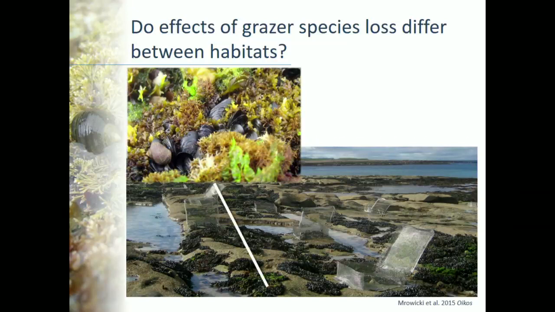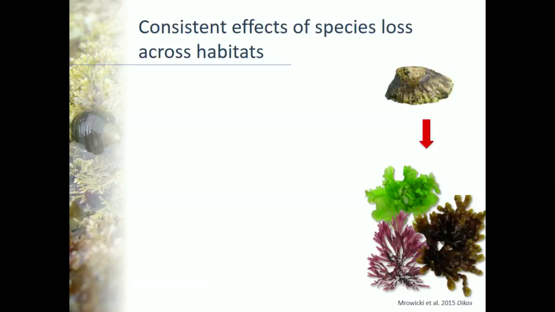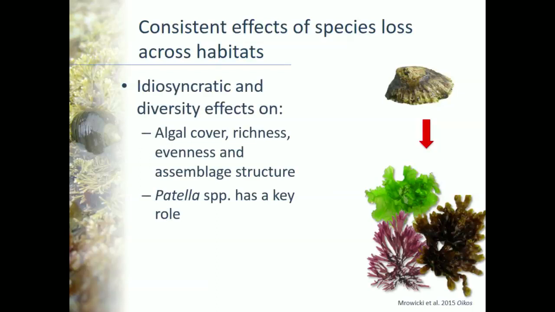So Rob went back out and did a series of removals of each of them, so we had a gradient of diversity: each one by itself, two species, all three species, in the different habitats. What he found, initially we thought we were seeing some difference based on the habitat they were in, but after about a year, these all emptied out, and we had quite a strong idiosyncratic or diversity effect on algal cover, richness, evenness, assemblage structure. This species here, the common limpet Patella, had a really strong role, so it didn't matter which environment it was in.